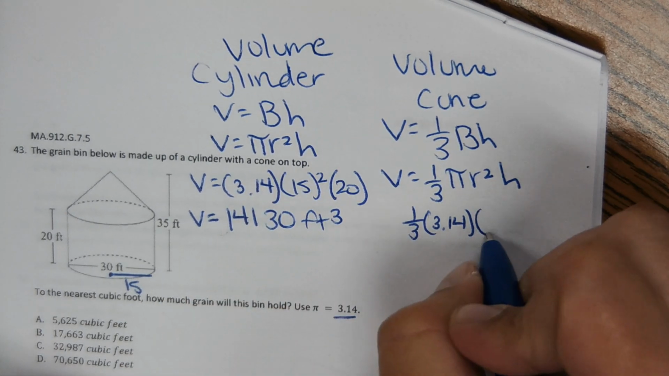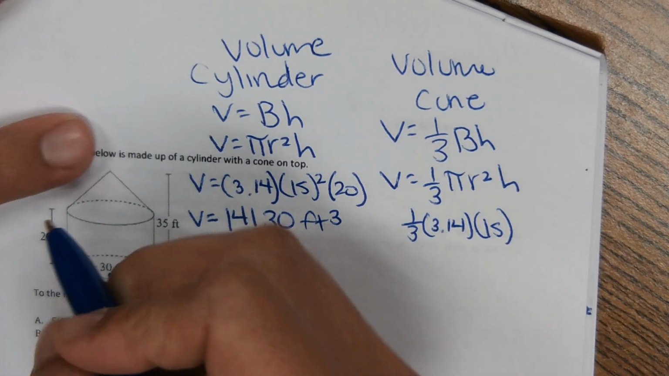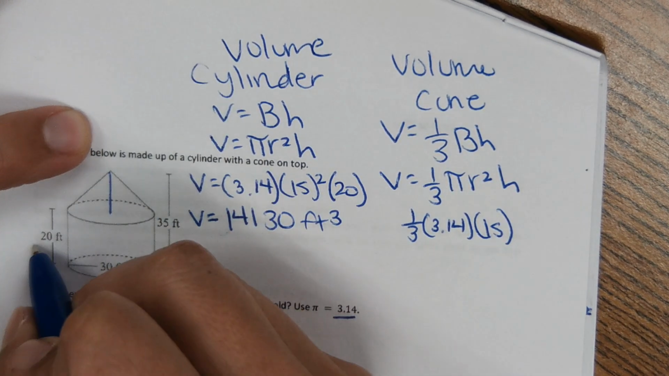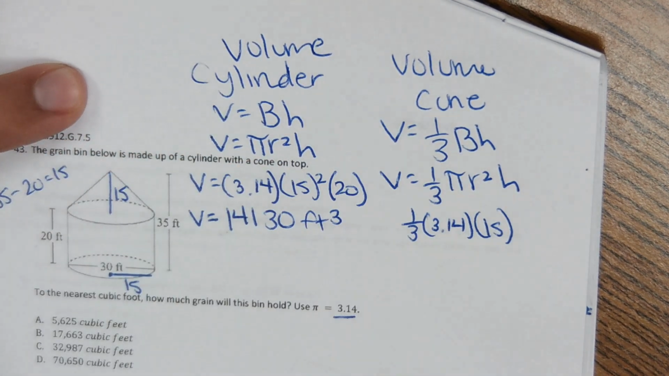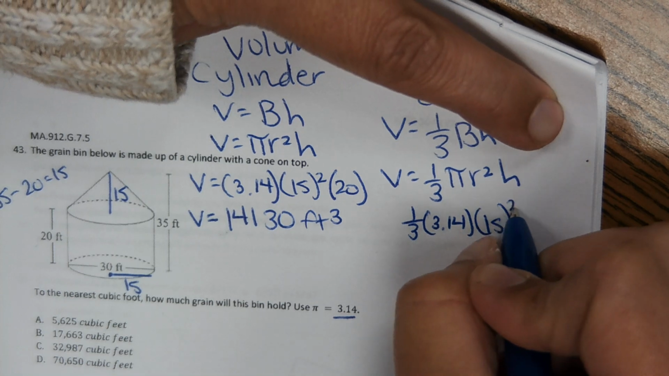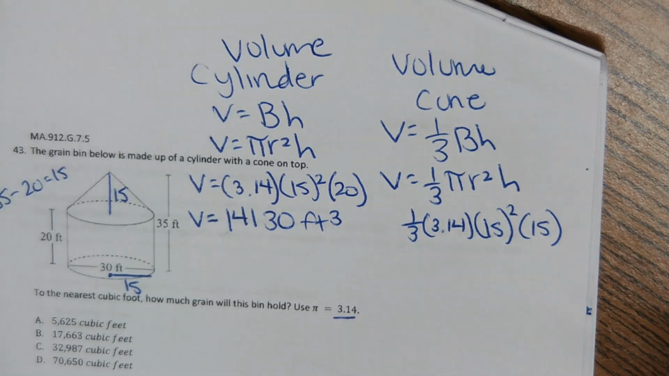And then for the cone, same idea, 1/3, 3.14 for pi. Radius is 15. And then the height of the cone, 35 minus 20 is 15. So that's the height of the cone right here.